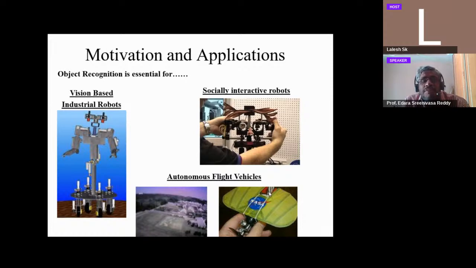And similarly, autonomous flying vehicles. Today we are seeing drones. Drones are equipped with these object recognition or object identification machines. These bots, these drones will fly over a designated place, and they will identify, they will recognize, and they will send the information. Object recognition.